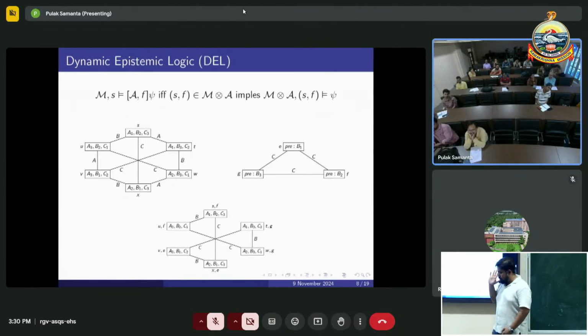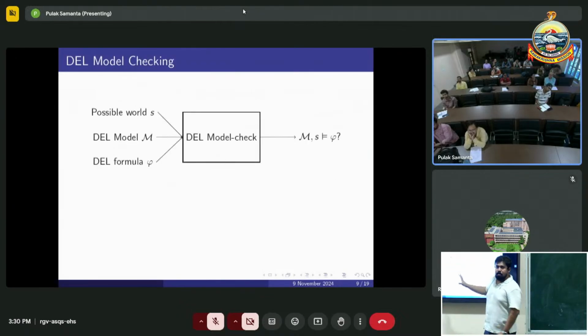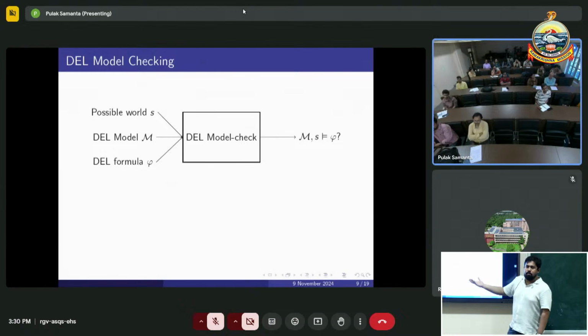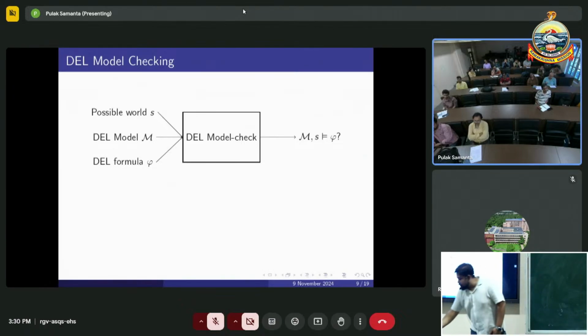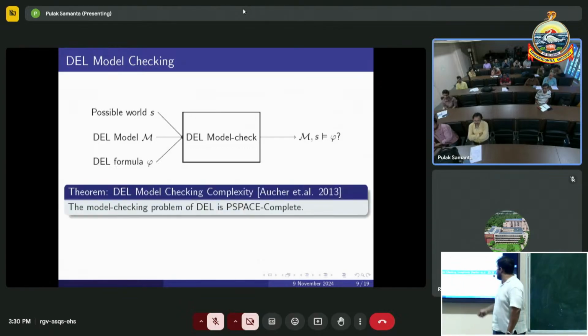So what is the problem, right? This is the model checking problem, the standard DEL model checking problem, where you are given the DEL model, a Kripke model, a possible world, and a formula, and you are asked whether that formula holds in that possible world in that Kripke model. And this decision problem has been proved to be PSPACE-complete.